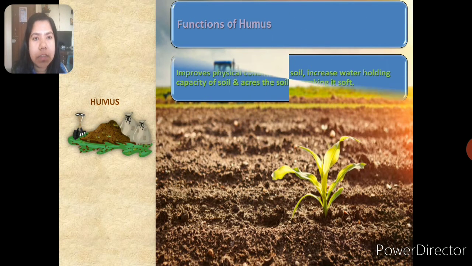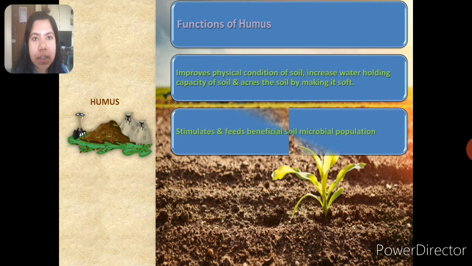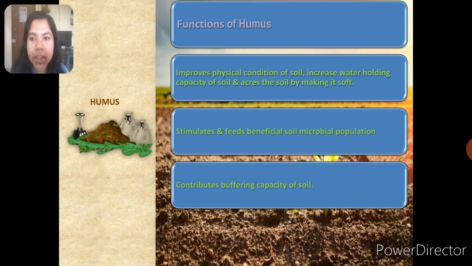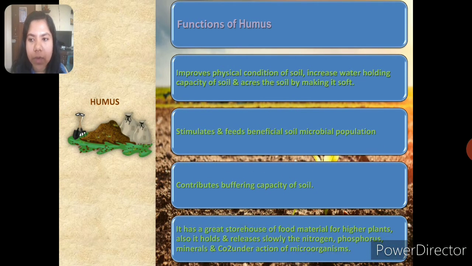The functions of humus are to improve the physical condition of soil, increasing the water holding capacity of soil and making acidic soil soft. It stimulates and feeds the beneficial soil microbial population and contributes to the buffering capacity of a soil. It is a great storehouse of food material for higher plants. Also, it holds and releases slowly the nitrogen, phosphorus, minerals, and CO2 under the action of microorganisms.